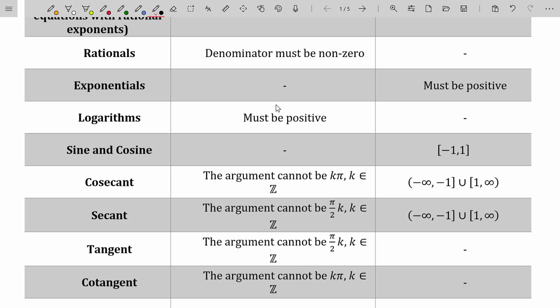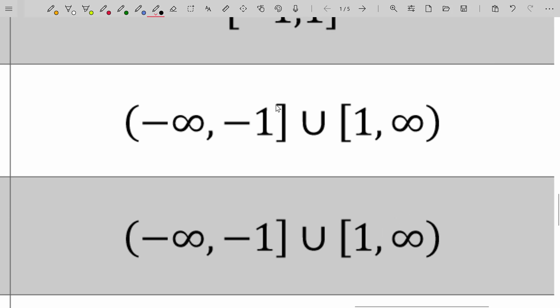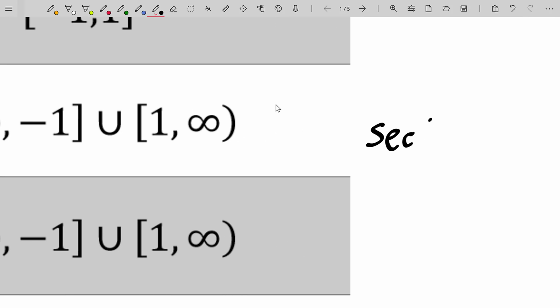Then you get into the reciprocal functions, the cosecant and the secant. They both have the same domain or range restrictions, actually. They are restricted to be between -infinity and -1, including -1, and then 1 to infinity, including 1. So if somebody asks you to solve secant of theta is equal to 1/2, you know there's no solution because the secant cannot return anything between -1 and 1.